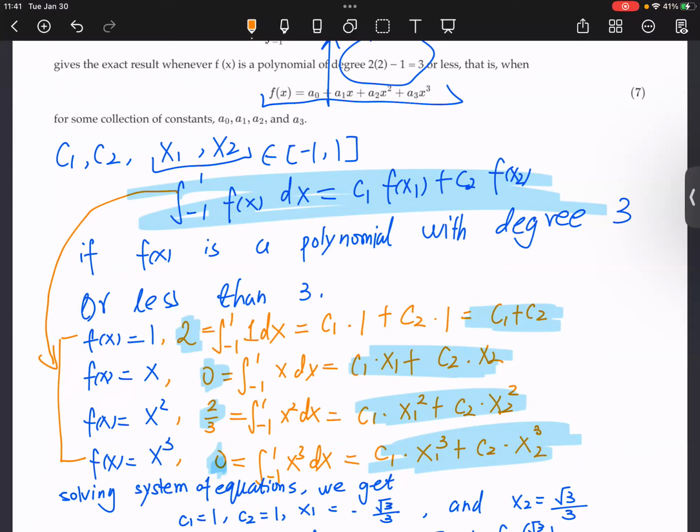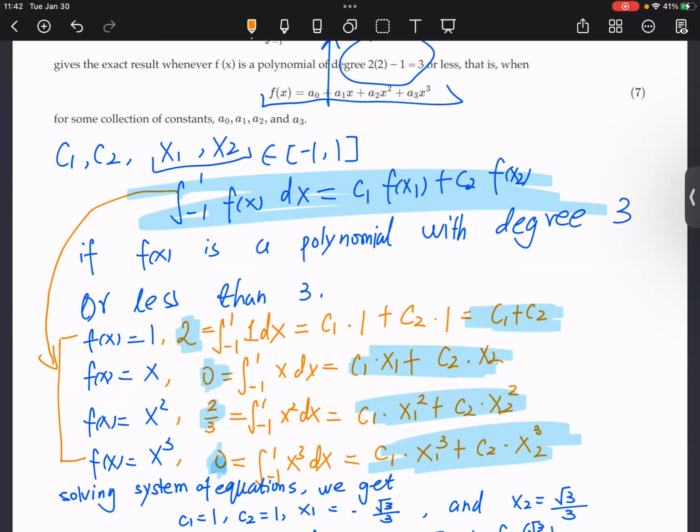Actually, you have one homework in your assignments. That is homework 1, question 1. It is also asking you to find the coefficients over there. You just need to plug in the polynomials and then solve the equations.